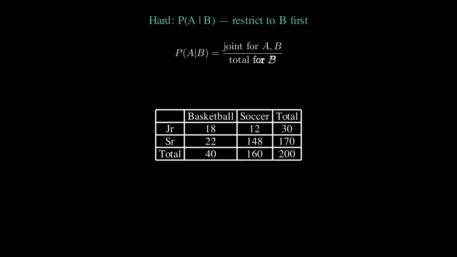Harder items look like probability notation. Read the conditioning event as your new sample space. Probability of A given B equals the joint count for A and B divided by the total count for B. If B is seniors, your denominator comes from the senior row. If B is soccer players, use the soccer column total.